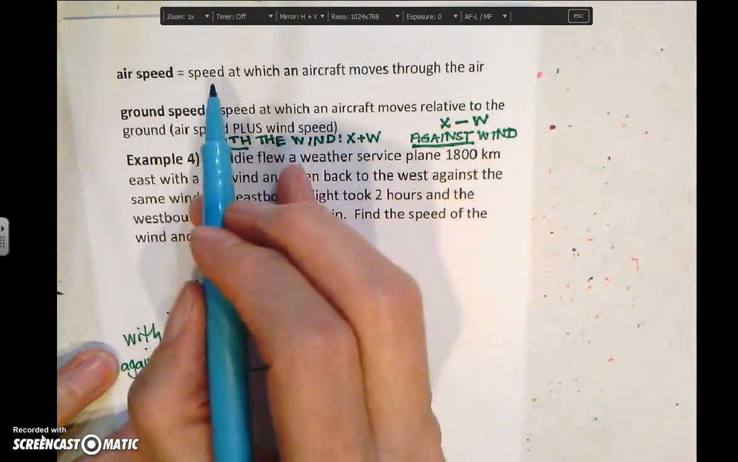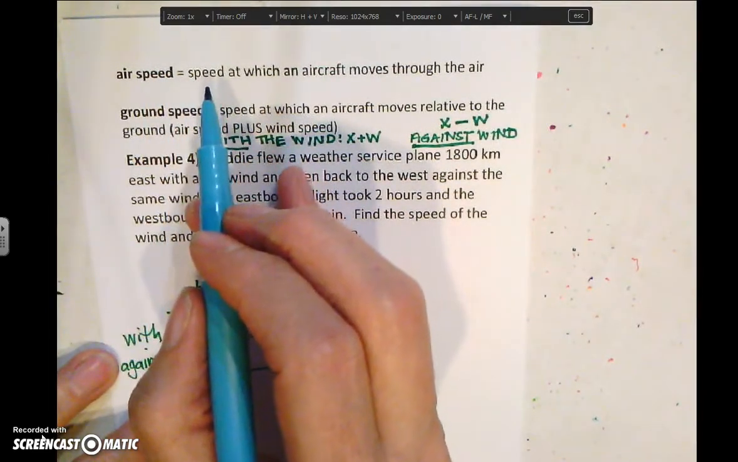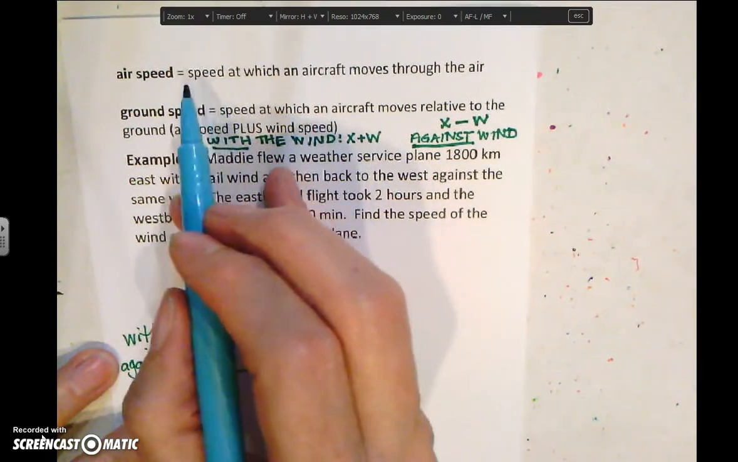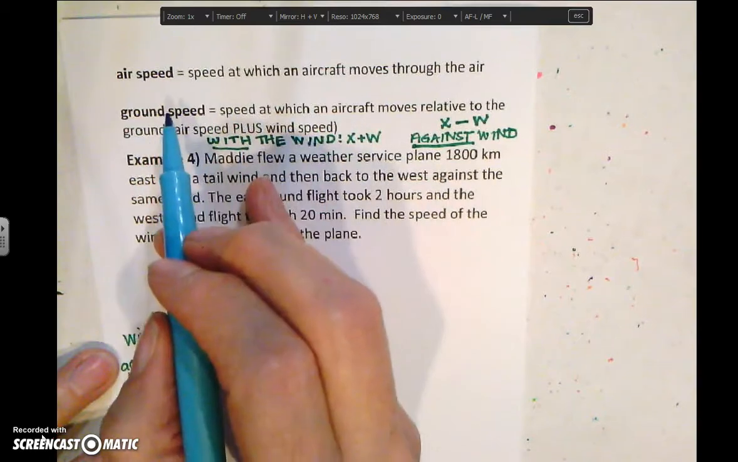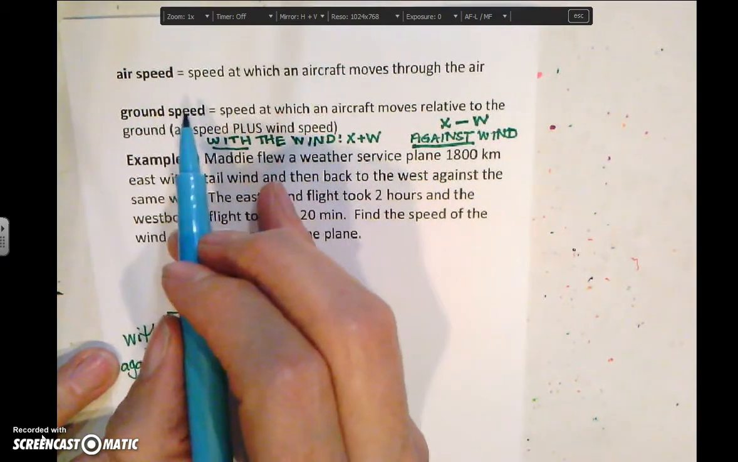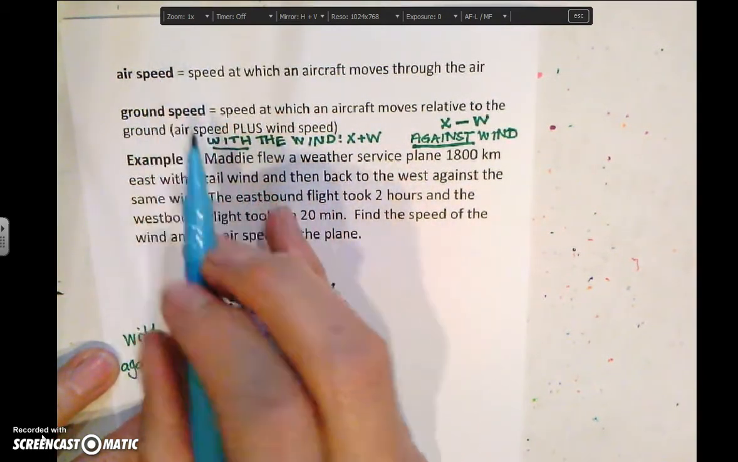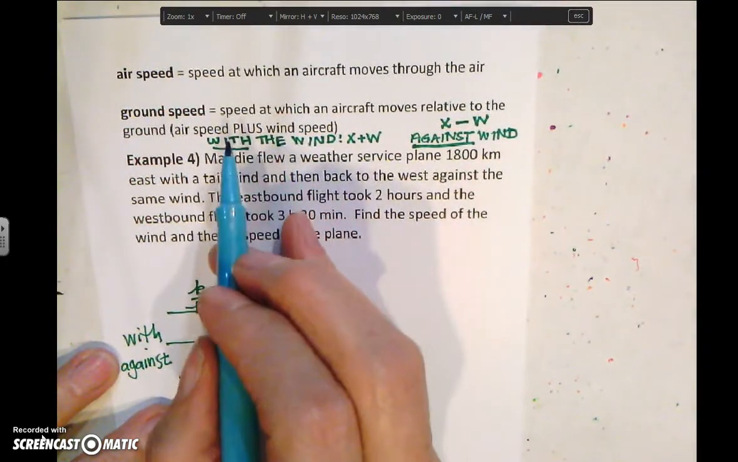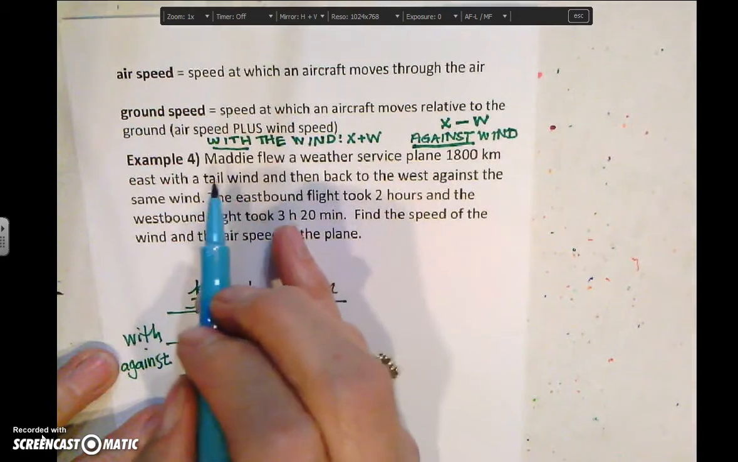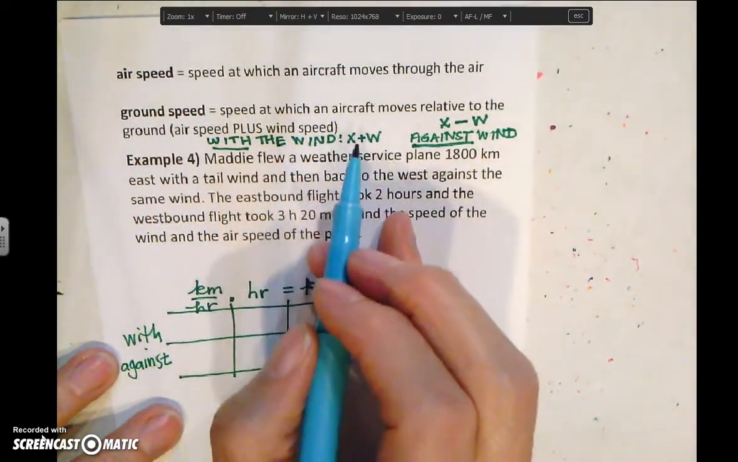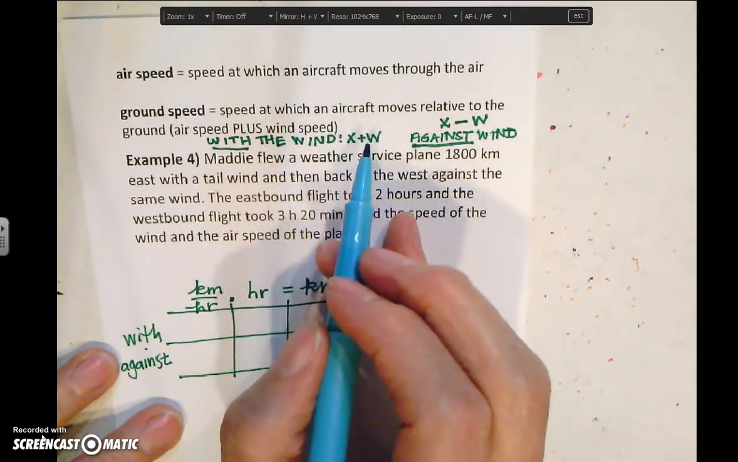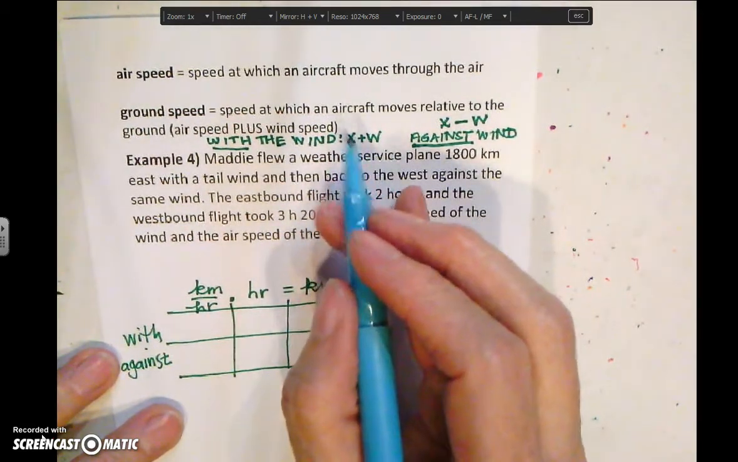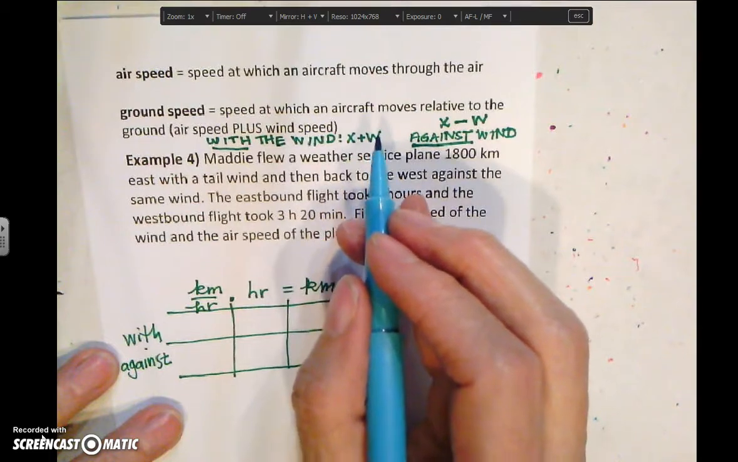The airspeed of the plane is like the speed that's on the speedometer. So if there was no breeze or wind at all, that is how fast the plane would be flying relative to the ground. The ground speed is actually made up of the airspeed plus however fast the wind is going. That speeds it up. So if he's flying with the wind, or with a tailwind, then you can break his kilometers per hour up into two parts: x, which is the airspeed, plus w, which is the wind speed.